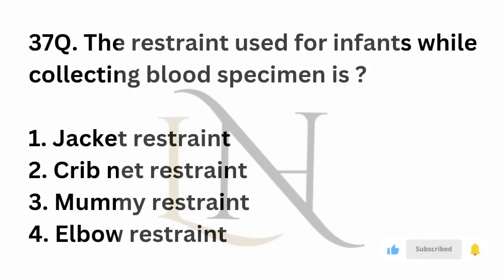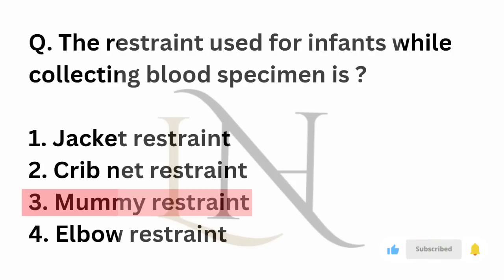The restraint used for infants while collecting blood specimen is option 1 jacket restraint, option 2 crib net restraint, option 3 mummy restraint, option 4 elbow restraint. Answer is option 3 mummy restraint used while taking the blood sample in infants.